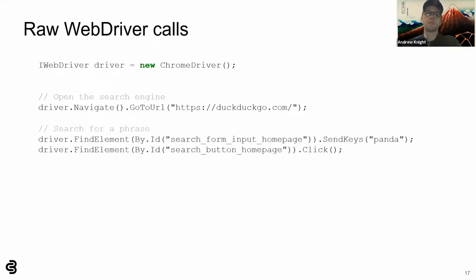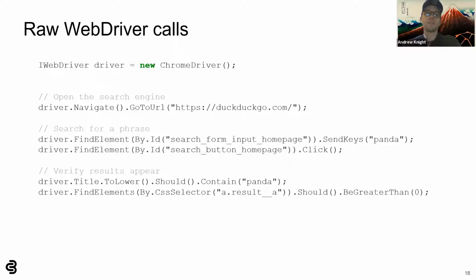The second step performs the search by fetching web elements using driver.FindElement with locators, such as shown here, and then calling methods like SendKeys or Click. The third step uses assertions to verify the contents of the page title and the existence of the results links. Here, Should().BeGreaterThan(0) and Should().Contain("panda") are from the Fluent Assertions library in C#. Finally, at the end of the test, the WebDriver quits the browser for cleanup.